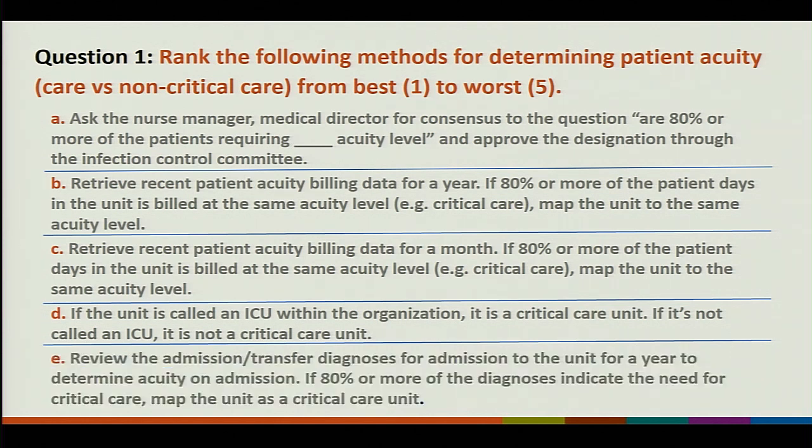Okay? And the final option is review the admission or transfer diagnosis for admission to the unit for a year and determine the acuity on admission. If 80% or more of the diagnoses indicate the need for critical care, map the unit as a critical care unit. So I'll give you a few minutes to rank these in order from best to worst.